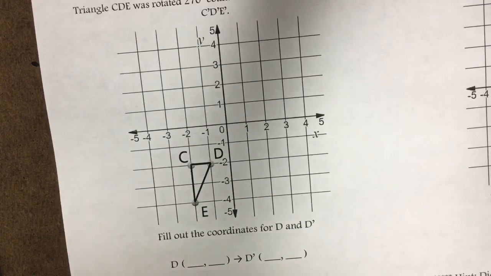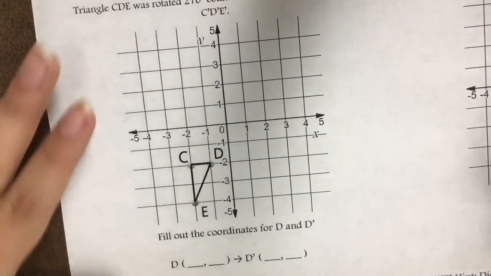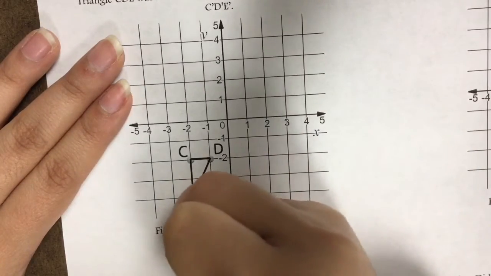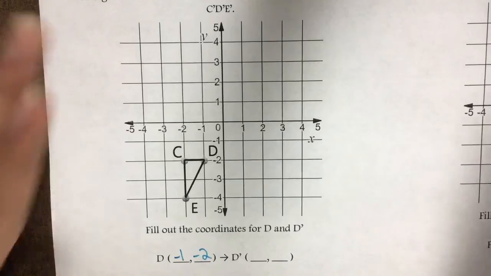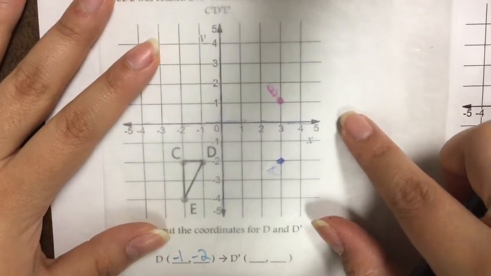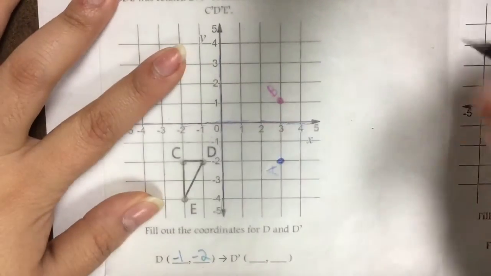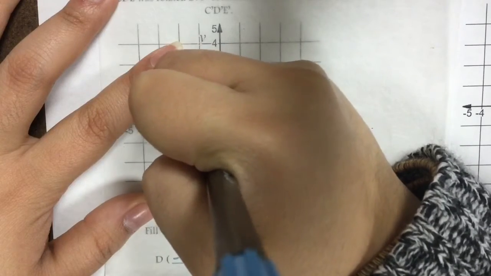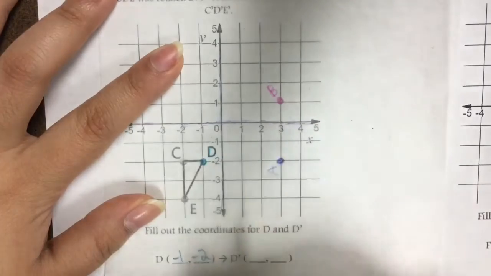So we're going to first write the coordinate for D. So D is -1, -2. And then let's go ahead and use our patty paper again and rotate it. So we'll clear off this quadrant for it. So we're going to be looking at D. These are from the old problems.